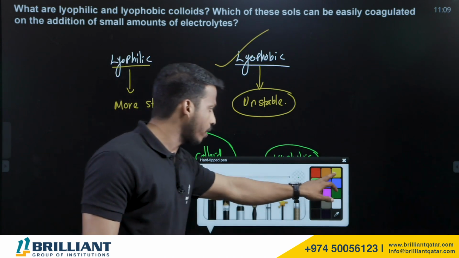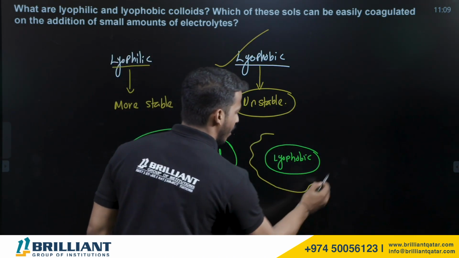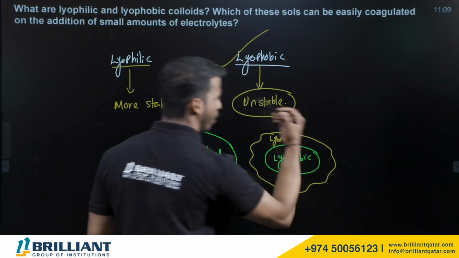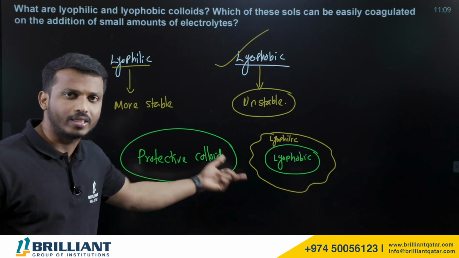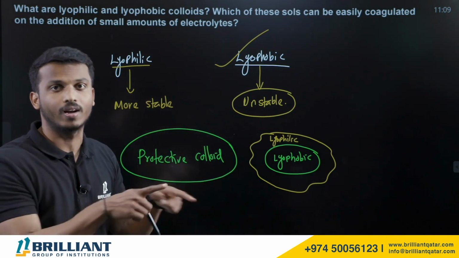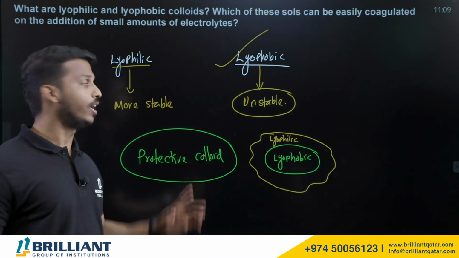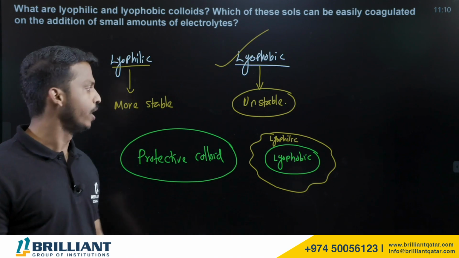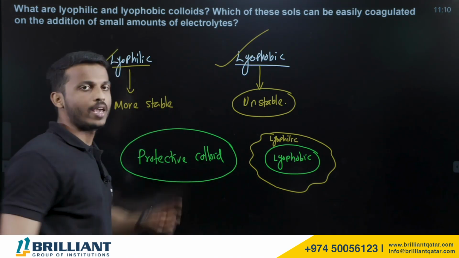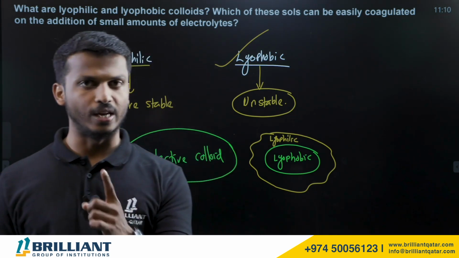Now I can protect it from coagulation by making a layer of lyophilic colloid. Now can this system undergo coagulation faster? No, because a lyophilic protective layer is there. It is the one which is stable, so it won't undergo coagulation faster. So who is the protective colloid here? Lyophilic.